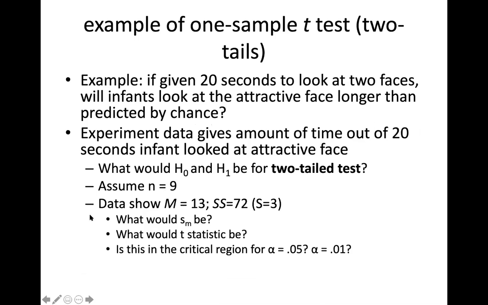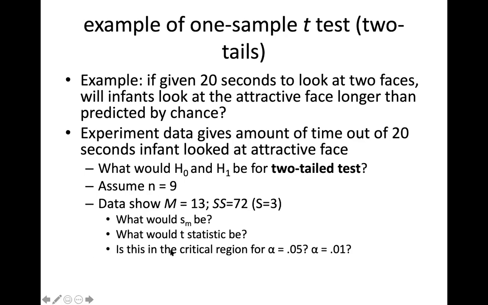Okay, so we've just calculated our t-value of 3. What we want to know is, are these infants, these babies in this study, looking at the attractive face longer than would be predicted by chance performance? Is there a difference in the amount of time that they're actually looking at the attractive face compared to the null hypothesis? The null hypothesis predicts they should look at each face, including the attractive face, for 10 seconds. We found that they actually looked at the attractive face for 13 seconds. We want to know, is that 13 seconds significantly different than chance performance of 10 seconds? We've calculated our t-statistic, and we found it to be equal to 3.